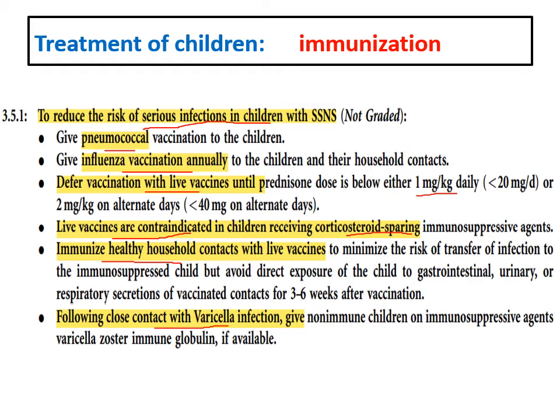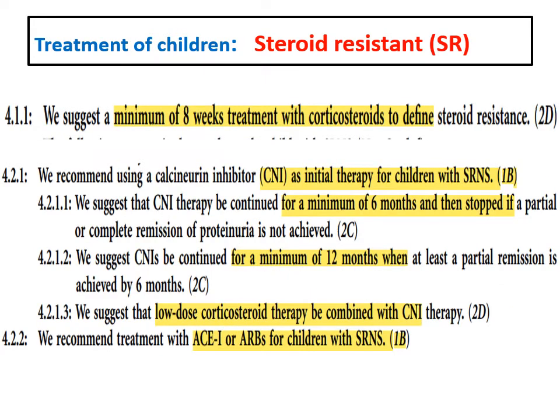Following close contact with varicella infection, in non-immune children on immunosuppression, we can give them varicella zoster immunoglobulin if available. Steroid resistance: what about treatment of steroid resistant children? We define them as steroid resistant if there is no response after 8 weeks of steroid treatment.